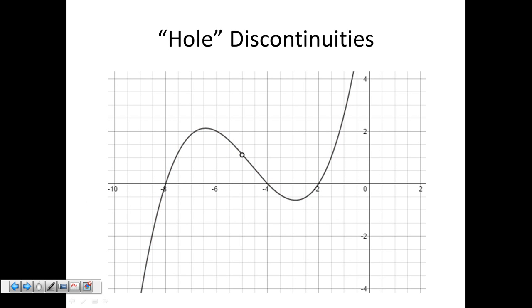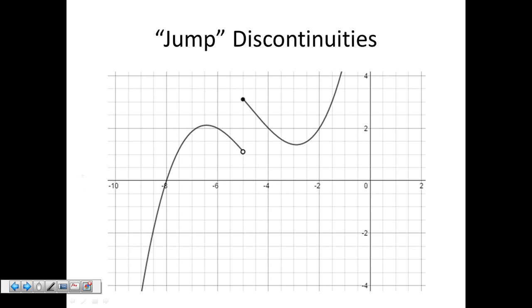So let's take a look at a hole discontinuity. Very similar graph, but there is a hole at -5, and what that hole represents is a gap in the function where for a particular x value, -5, the function is not defined, or is not defined right next to the points next to it. So this is what we refer to as a hole discontinuity.